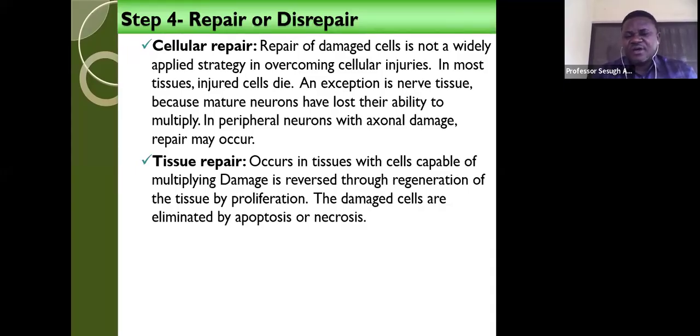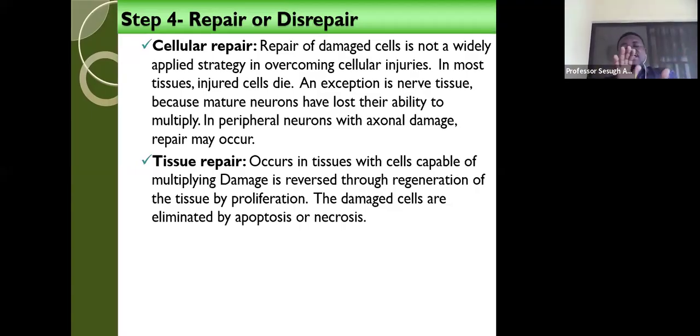Then you have tissue repair. Of course, in tissue with cells capable of multiplying, damage is reversed here through regeneration of the tissue. So the damaged cells are eliminated by a process called apoptosis or necrosis.